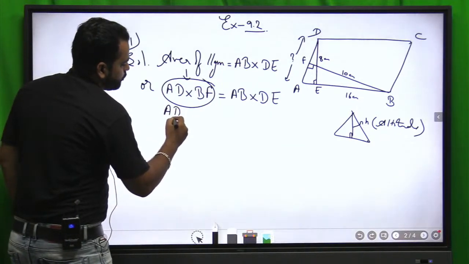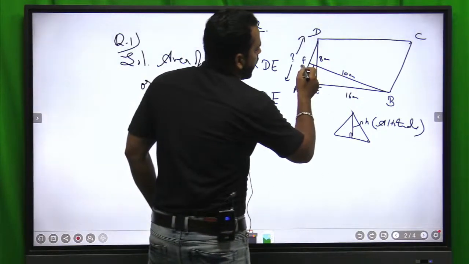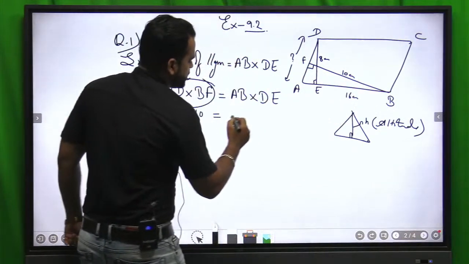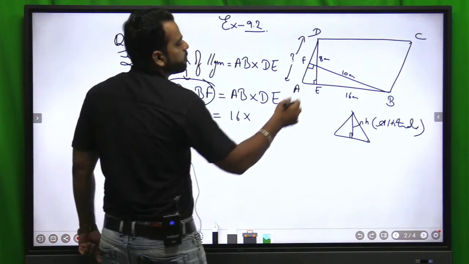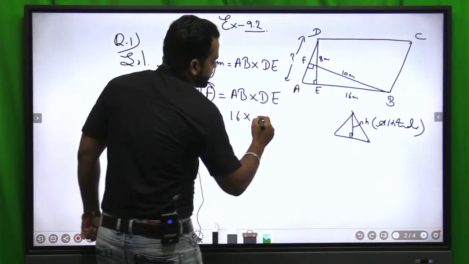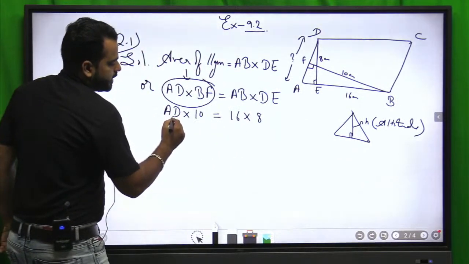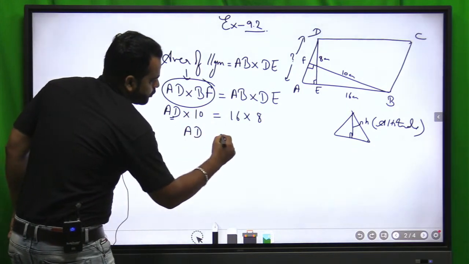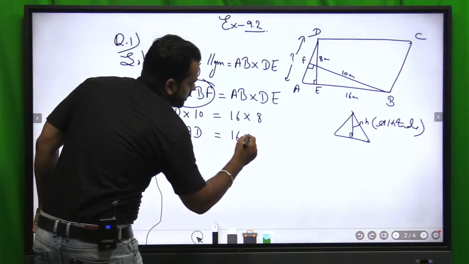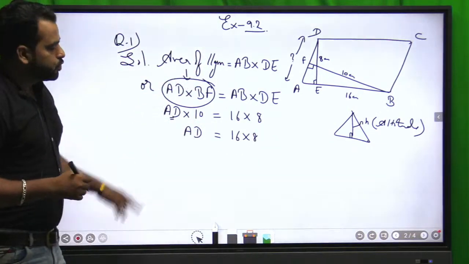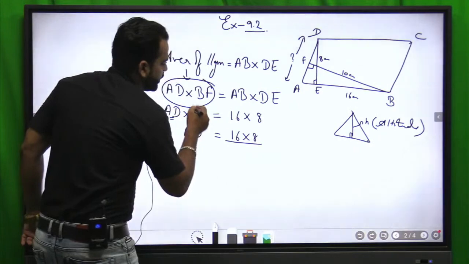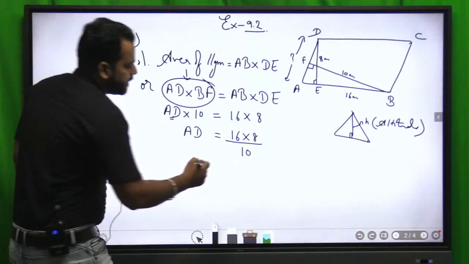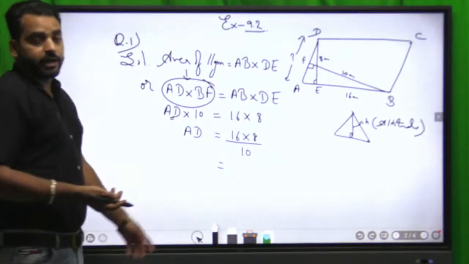So AD, which we need to find, and the BF value is given as 10 centimeter, which equals AB, which is 16, multiplied by DE. What is DE? DE is given as 8 centimeter. Now if we want to find AD, we have to cross multiply, or transpose this 10. This 10 is in multiplication here, so when we transpose, we can put it down in the denominator. It comes down like this. Now you can multiply these values, or if you want, you can cancel out also.